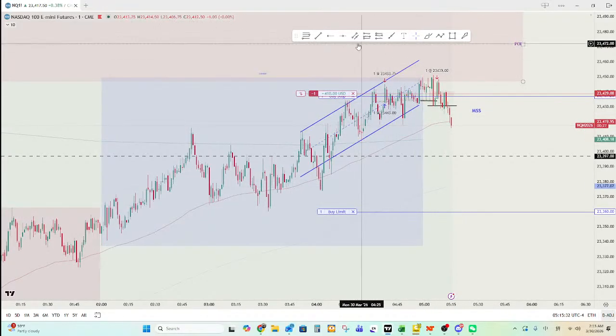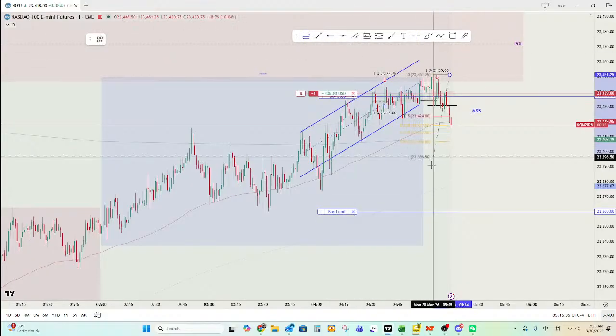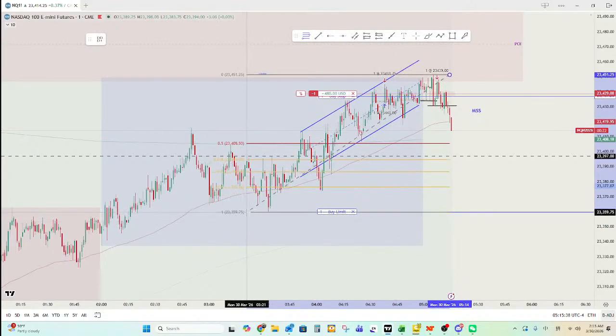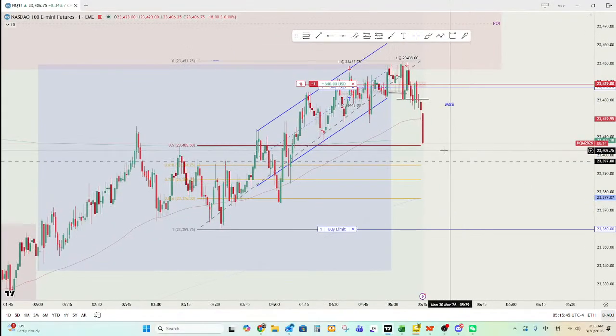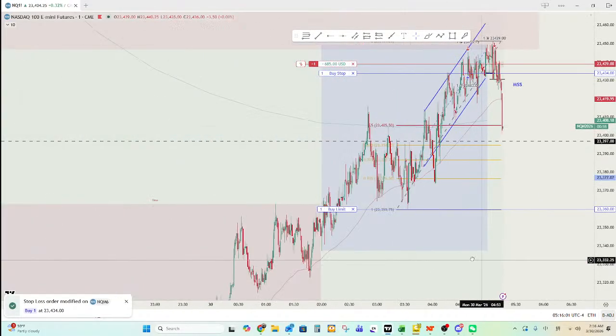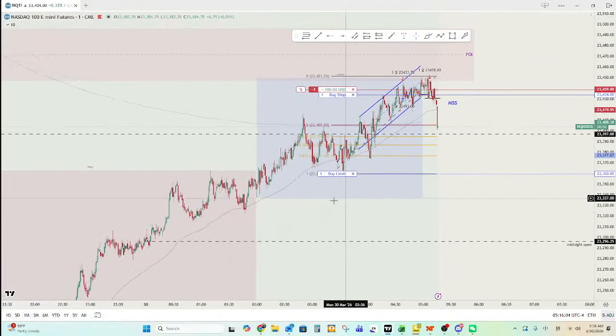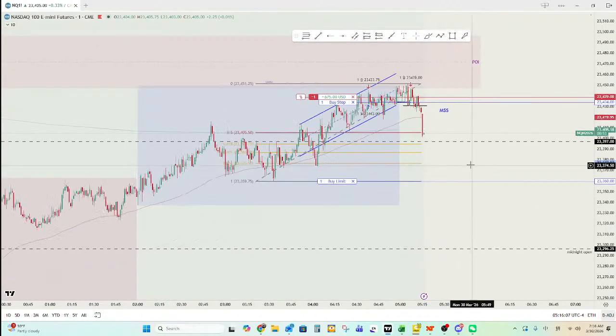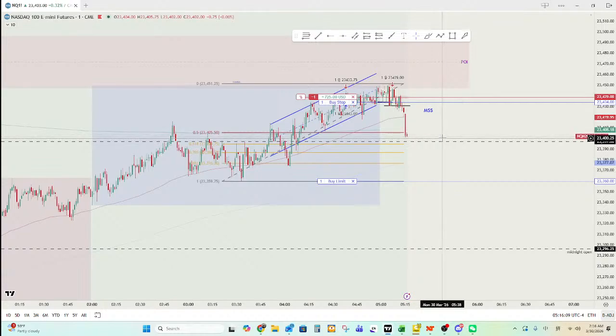Hopefully it's going down, but the first target will always be the 50% level. This is my first target. Right now it's reached my target 1. Then I will slightly move down there. This is a strong breakout there, and then see if there is any follow up there.